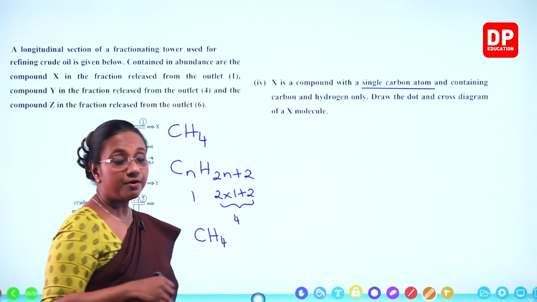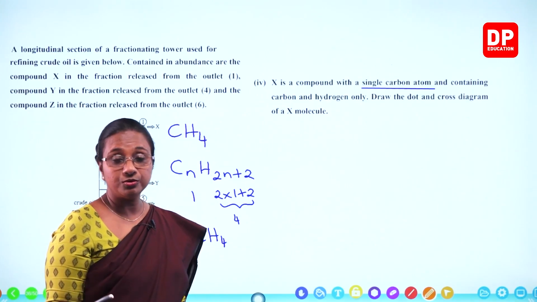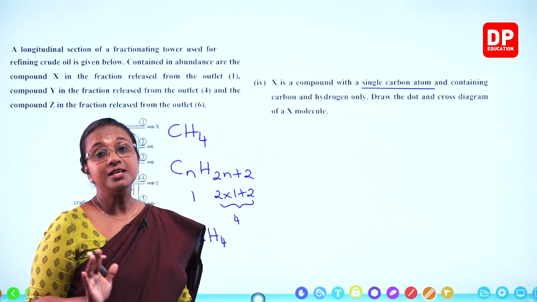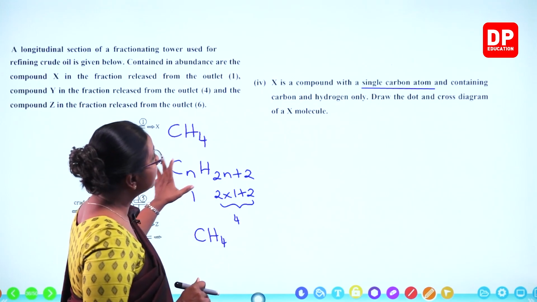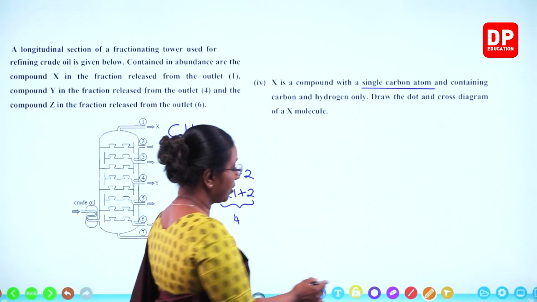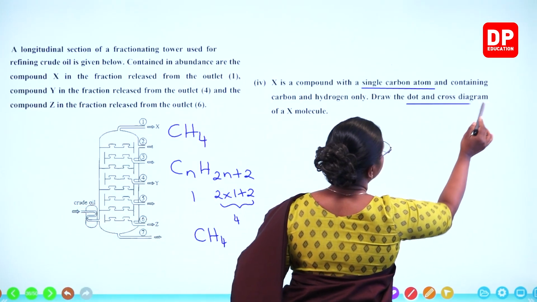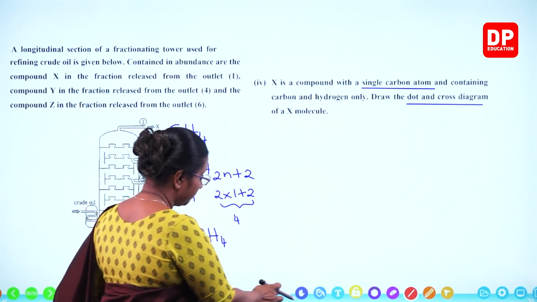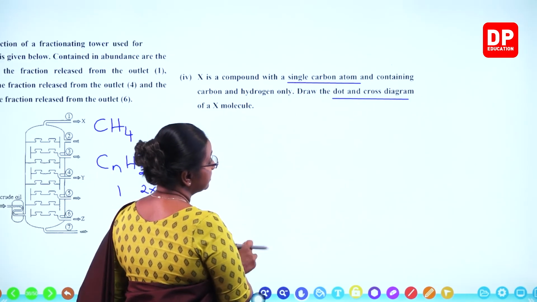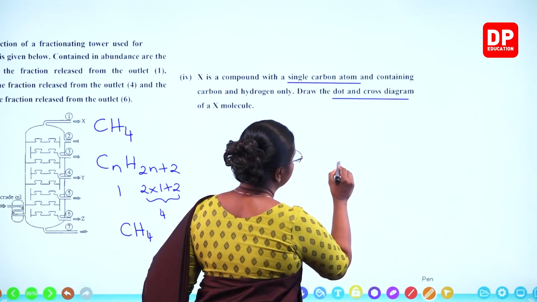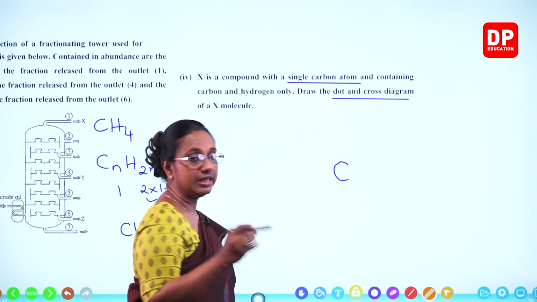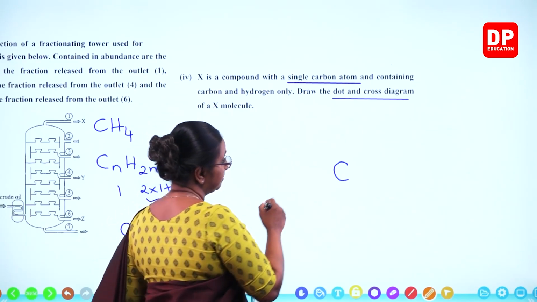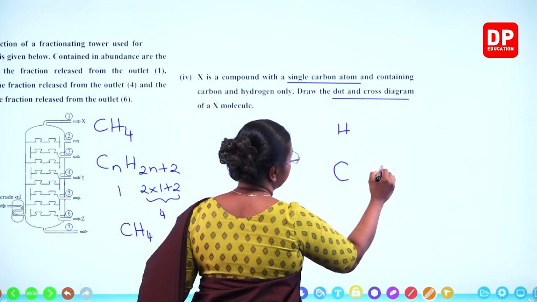So if the number of carbons changes also, you all know how to calculate it, and you all know how to name them as well as to write the structural formula. But here they have asked for the dot and cross diagram of methane, that is CH4. So to write the answer, we need to write carbon in the middle. Usually the atom of the element that is in lesser numbers is written in the middle. The other atoms go around it.